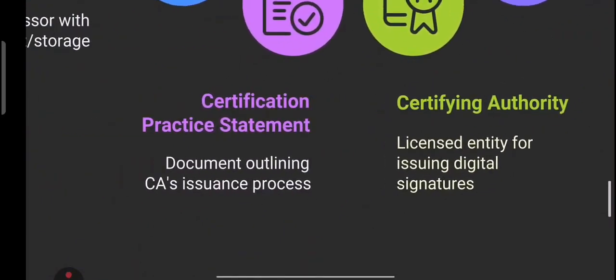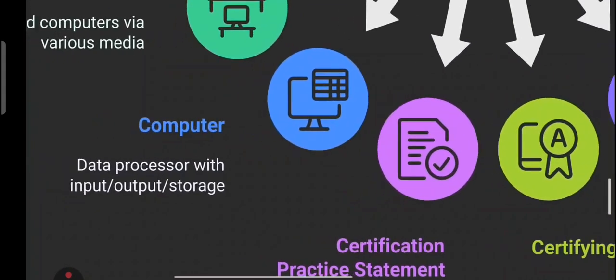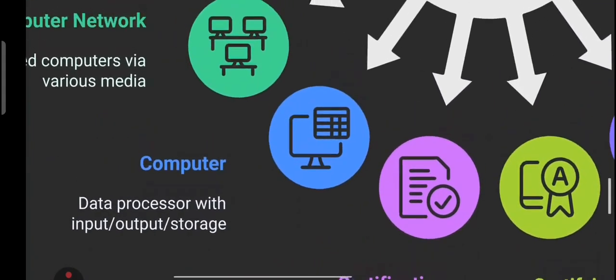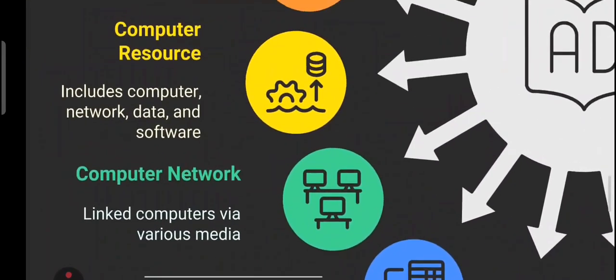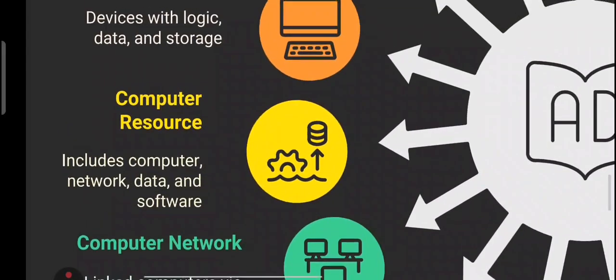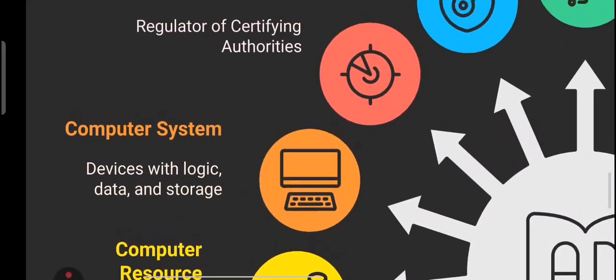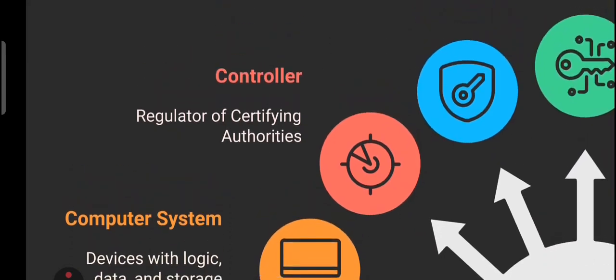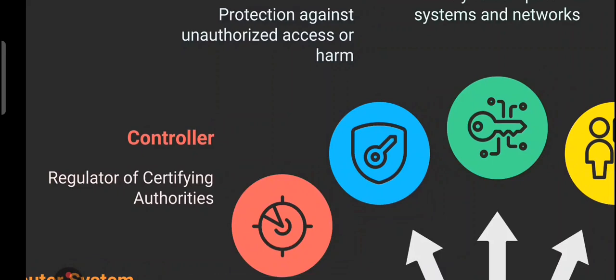Certifying authority means the licensed entities that issue digital signatures. Then we have certification practice statement, a document showing how a certifying authority maintains trust and follows the rules. Then we have computer, any device that processes data, like your laptop or server. Computer network is a system of connected computers that share information. Computer resource includes everything: hardware, software, data, system. Computer system is a device that can store, retrieve and process data. And then we have controller, the regulator who monitors all the certifying authorities. So all the certifying authorities are monitored by the regulator.